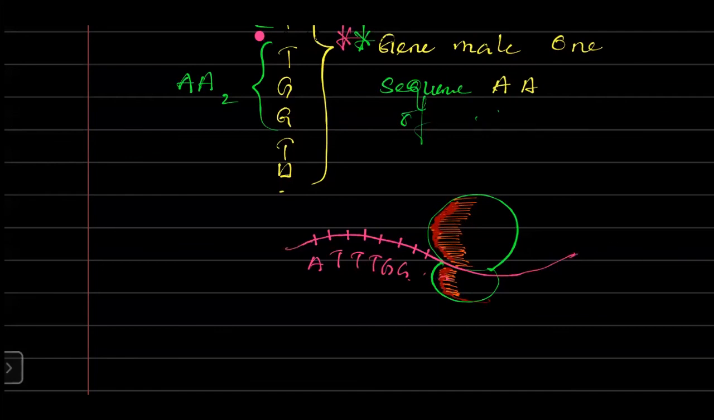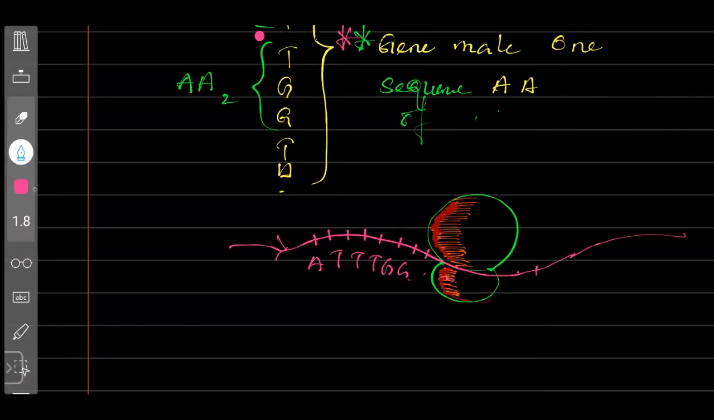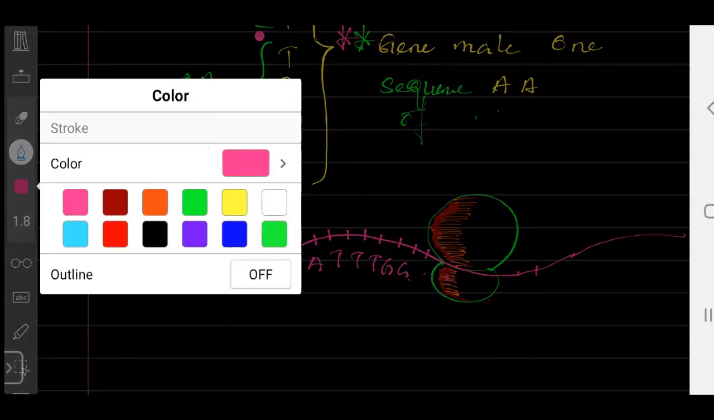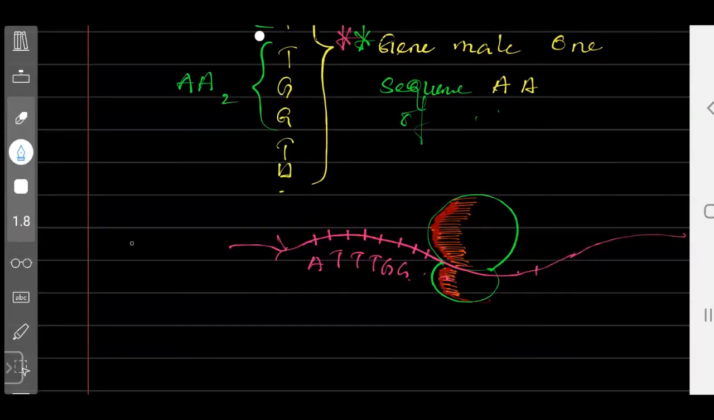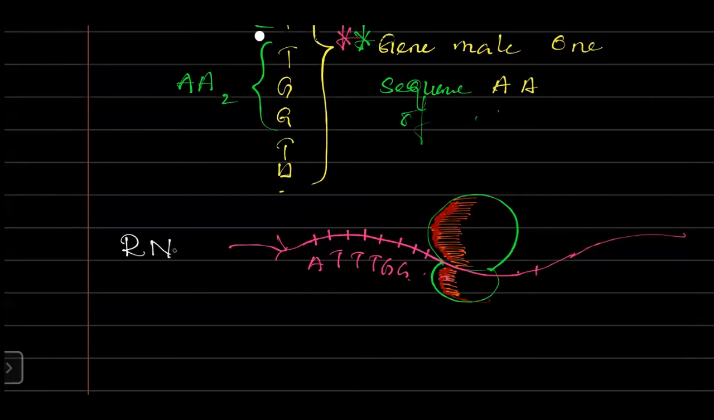This can extend up to 1500. Okay, so what is this thread? This is not DNA. This is RNA. So that's an RNA thread. We call it messenger RNA, mRNA. What are the types of RNAs? There are three types of RNAs. Tell me them.